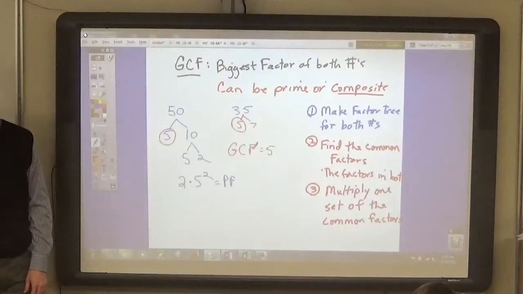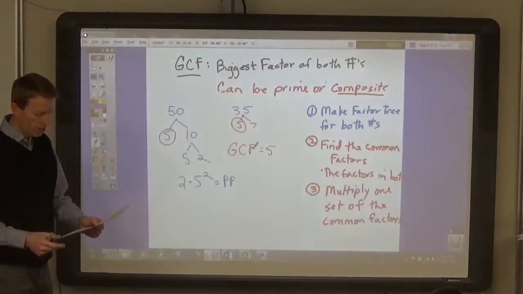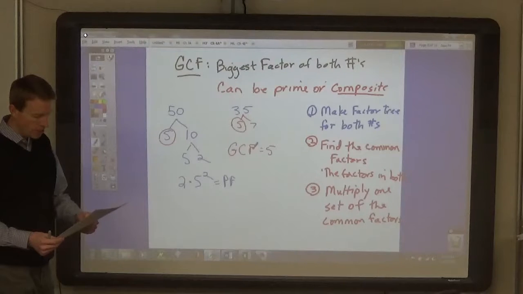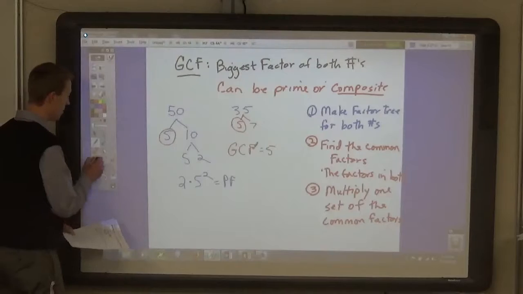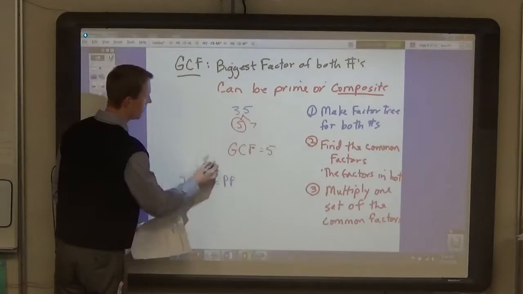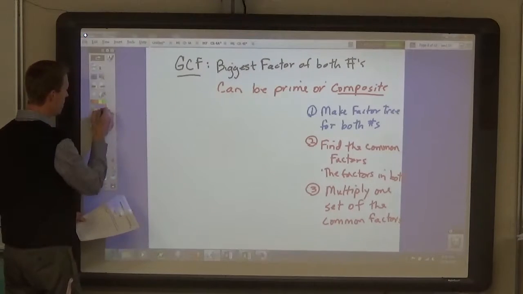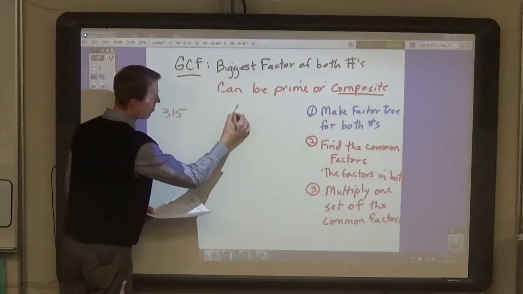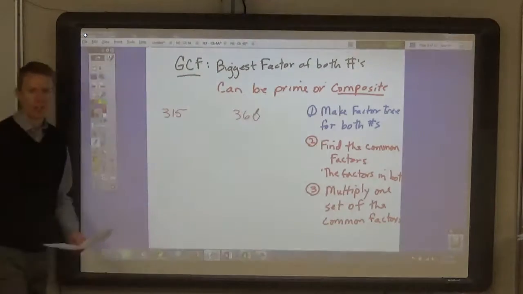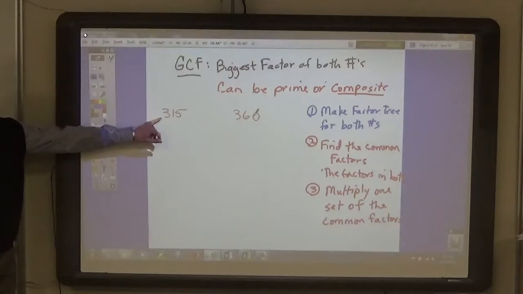Okay. Let's go down to number 7 on your worksheet. Number 7. Let's do a bigger one. Some bigger numbers. 315 and 360. Greatest common factor. Okay? So, what would you do first?